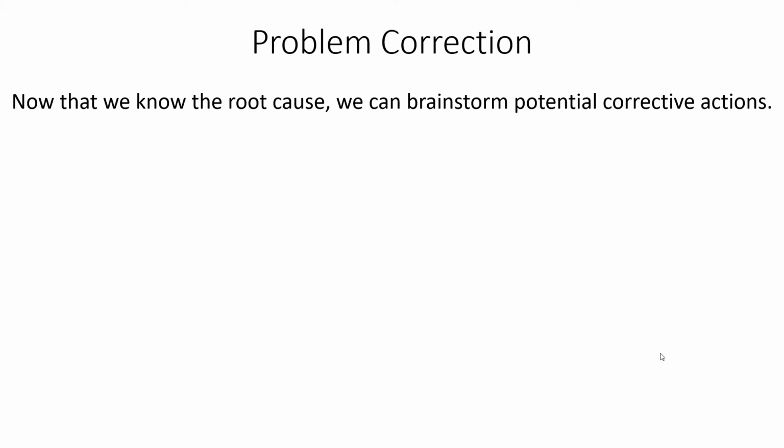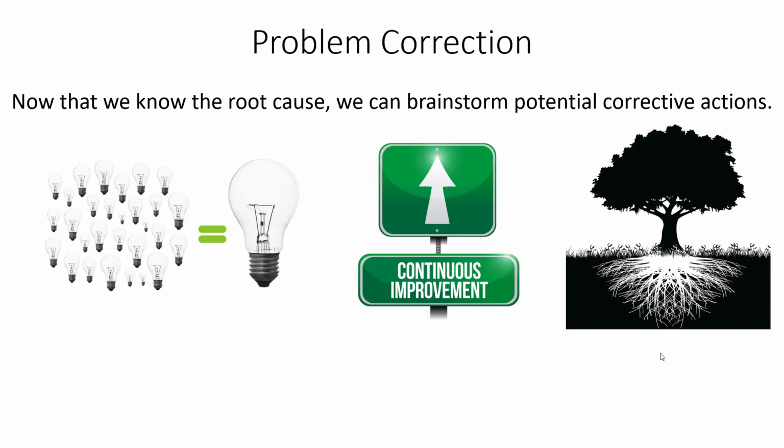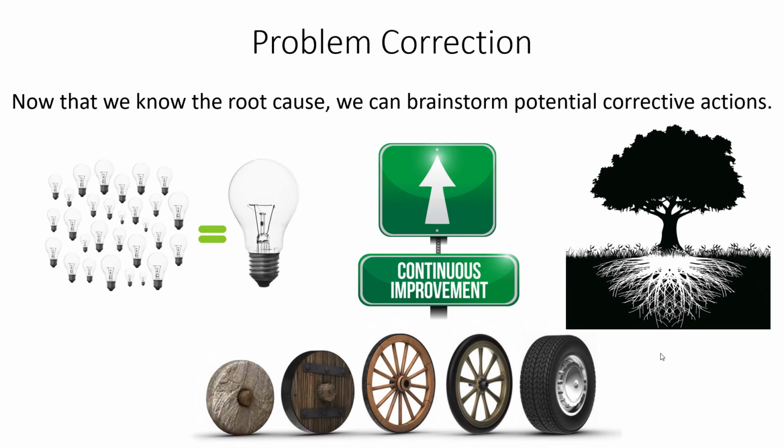Now, let's move on to what we call problem correction. So let's assume you've done your root cause analysis and you've identified what you believe to be the root cause along with contributing factors. Now what we have to do is essentially brainstorm potential corrective actions. So at this phase in the process, we have to come up with potential ideas to essentially address the root cause and the contributing factors. And to me, this is continuous improvement, right? This is where we get better. This is where we improve our process to eliminate defects and eliminate variation and essentially get better every single day.